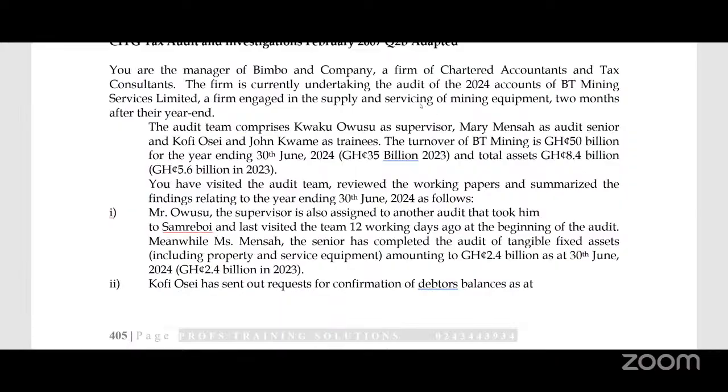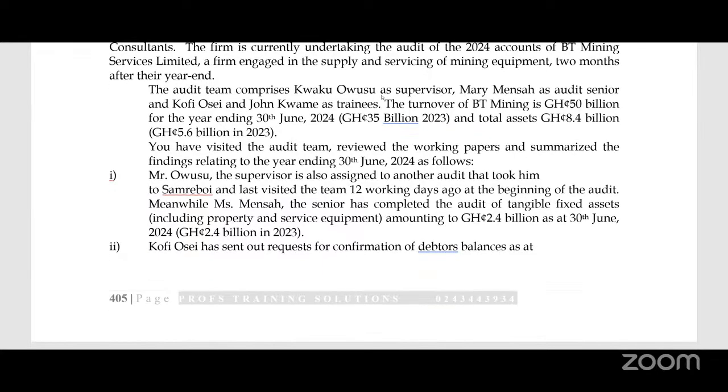So look at this one. You are the manager of Bimbo and Company, a firm of chartered accountants and consultants. The firm is currently undertaking the audit of the 2024 accounts of BT Mining Services, a firm engaged in the supply and servicing of mining equipment, 2 months after the year end. The audit team comprises Kweku Owusu, who is the supervisor, Mary Mensah as audit senior, and Kofi Osei and John Kwame as trainees. So we have a supervisor, an audit senior, and then trainees. Now, BT has revenue of 50 billion Ghana cedis for the year ending 30th June 2024 and 35 billion for 2023. The total assets are 8.4 billion and 5.4 billion in the previous year.